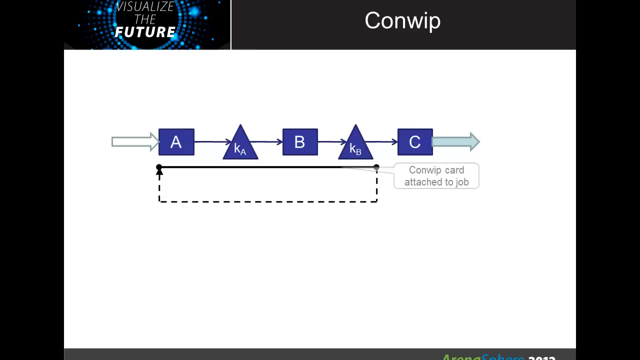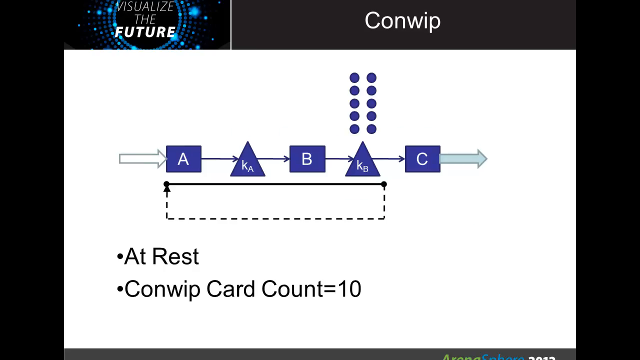So in a CONWIP system, we have a card attached to our work throughout its journey through the zone of control, which in this case extends from A to K subscript B. So we have our card attached, and we have a free card recirculating. The inventory limit in this system can never be more than the total number of cards, so K subscript A plus K subscript B is our total inventory limit. So we'll have a CONWIP card count, and we cannot have any more inventory than that. It looks kind of like this.